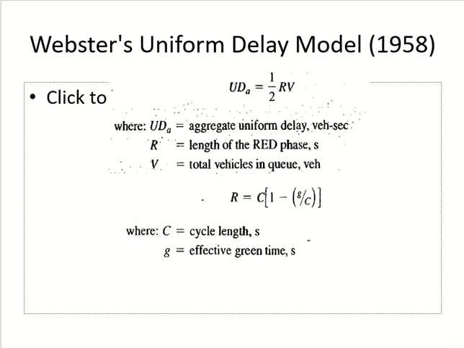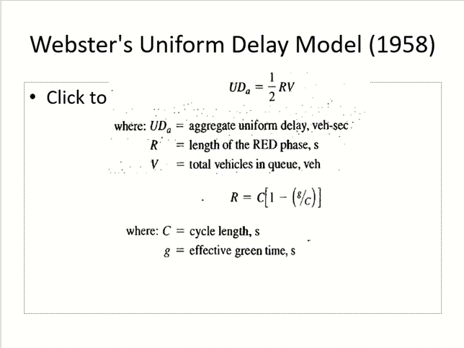So, half R into V. V is the number of vehicles in the queue. R is effective red. R is part of the cycle, right? Effective red is part of the cycle. The total time is cycle length, and R is part of it. The other part of the cycle length is called effective green. So G upon C gives you the proportion of cycle length which is effective green.